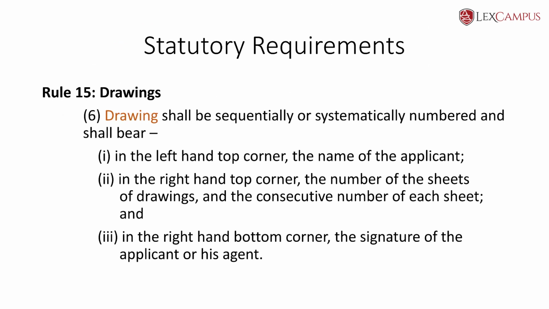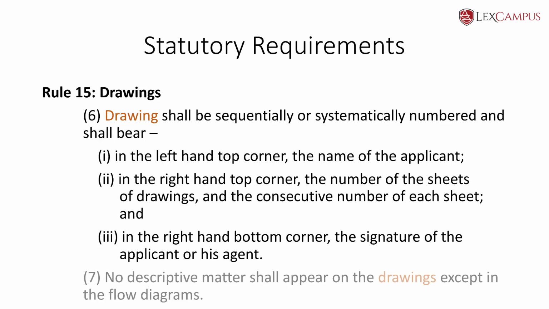Drawings shall be sequentially or systematically numbered and shall bear... Now, you had seen in some cases the drawings are sequentially numbered. So, you will have figure 1 followed by figure 2, figure 3 and so on. And shall bear, in the left hand top corner, the name of the applicant, because it's filed in a separate sheet, it has to have these details. In the right hand top corner, the number of sheets of the drawing and the consecutive number of each sheet, and on the right hand bottom corner, the signature of the applicant or the agent.